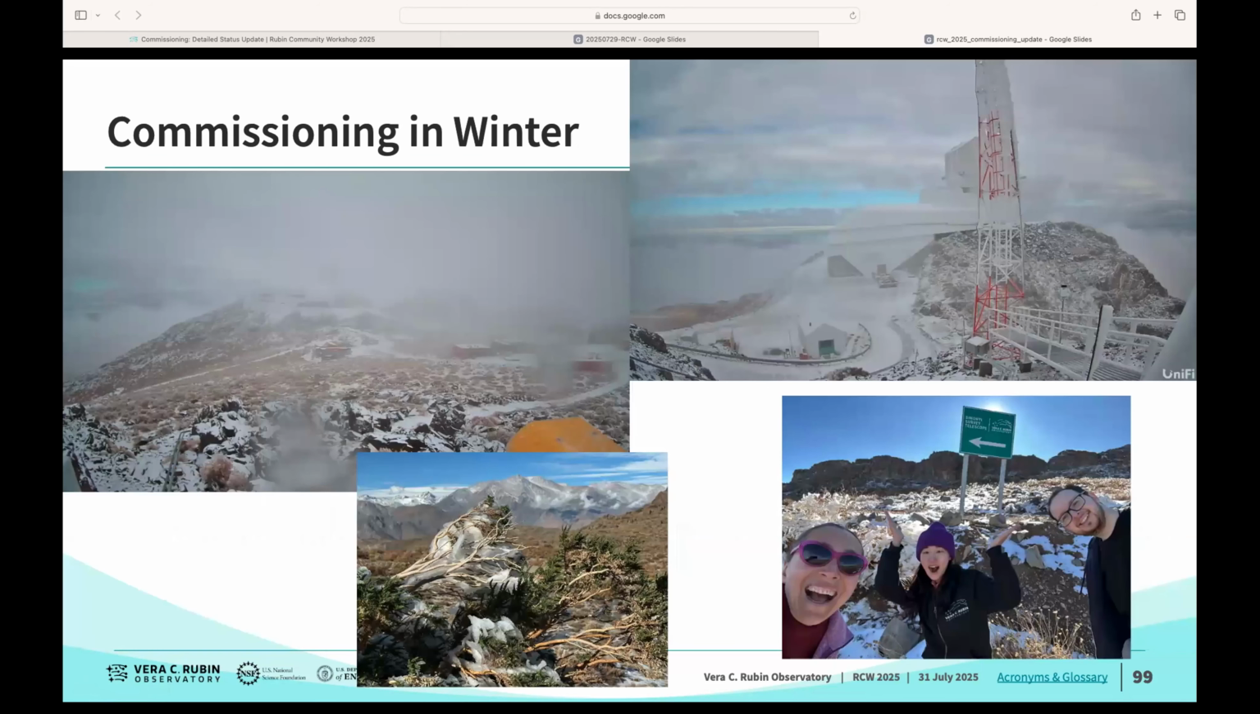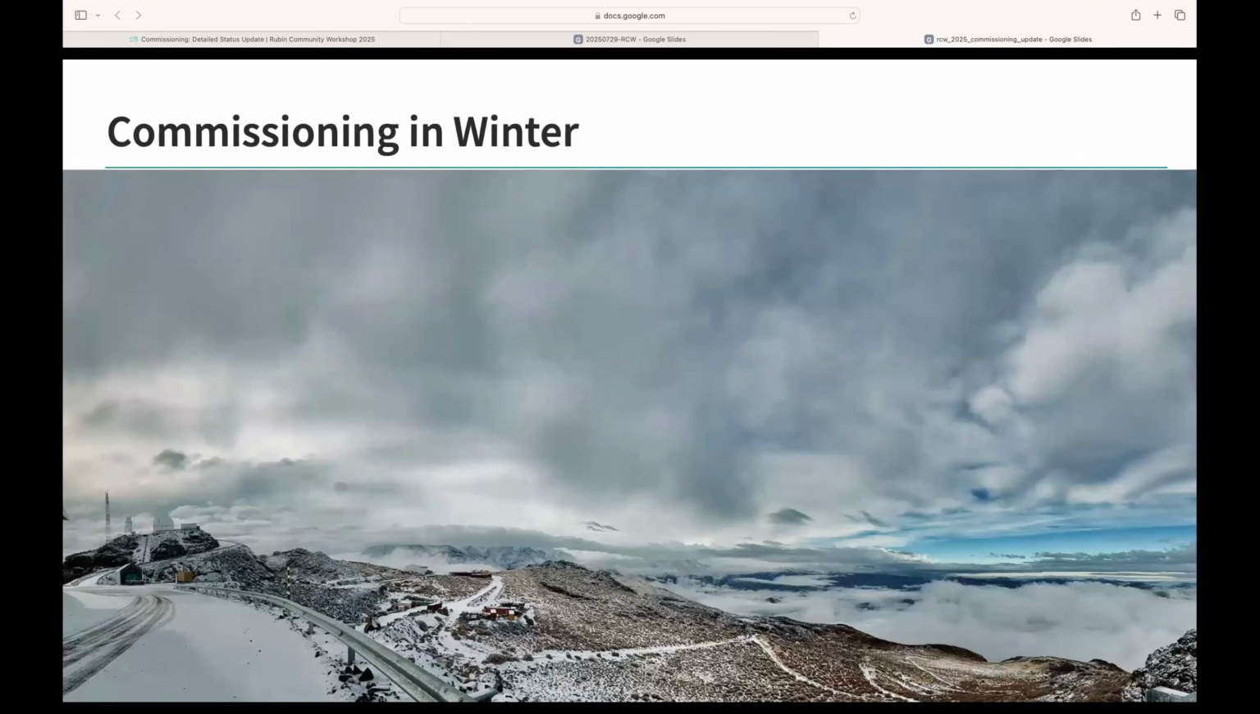Next slide. These are some pictures of what it looks like to be commissioning in winter in Chile. You can see frost and snow on the weather tower, covering the dome, covering the roads. Next slide. This is, again, what it looks like at the summit. We have another winter storm rolling in today.